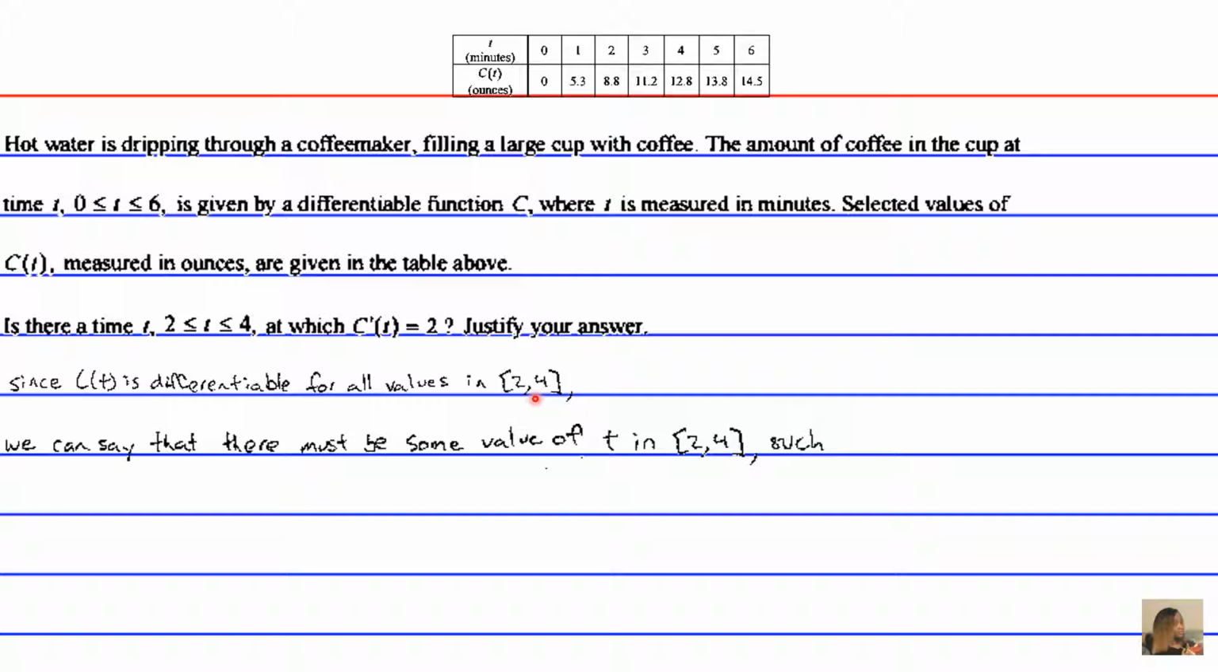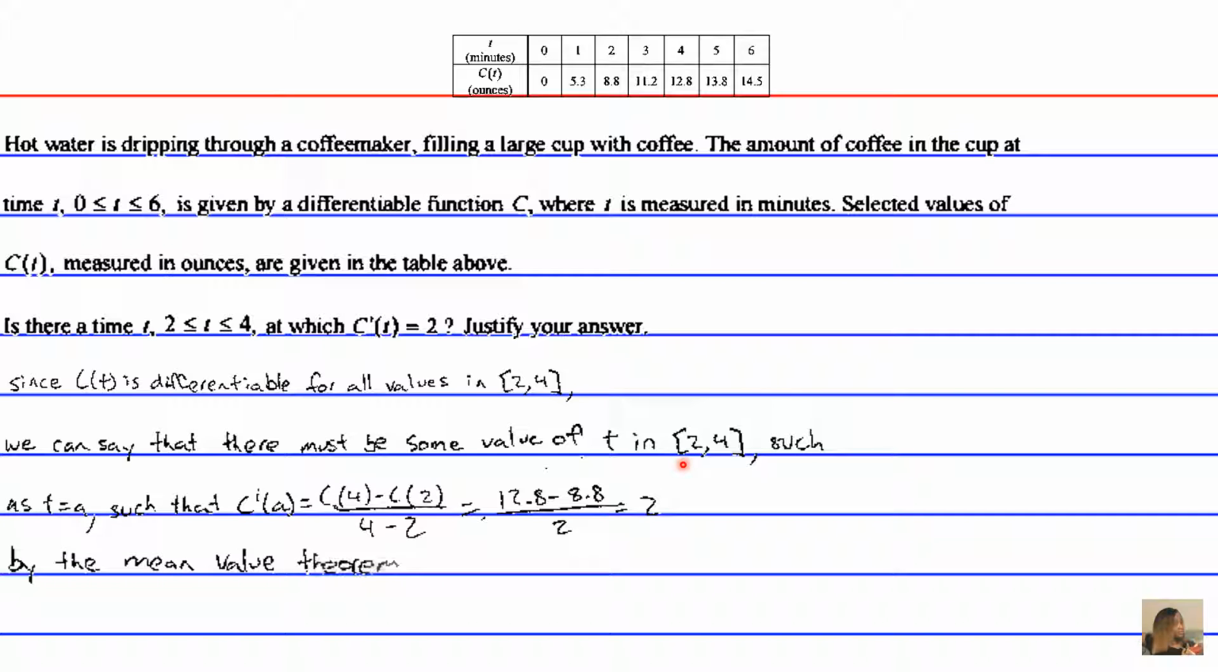Since c of t is differentiable for all the values in the closed interval 2 minutes to 4 minutes, we can say that there must be some value of t in that interval, t equals a, which can be any value within this domain, such that c prime of a, that is the first derivative, or the slope, is equal to c of 4 minus c of 2 divided by 4 minutes minus 2 minutes, which I just spoke out to you previously.